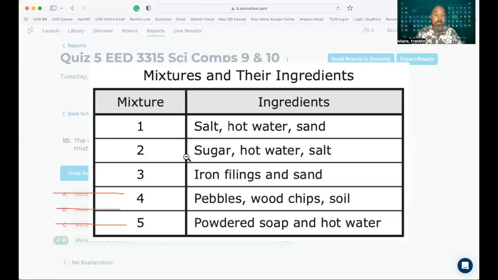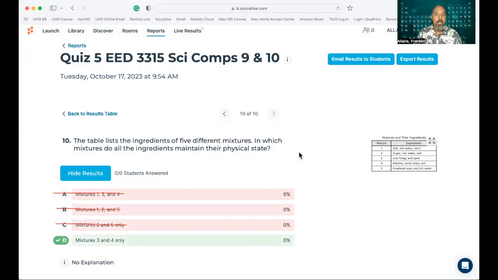Because out of all of these mixtures, when I mix the iron filings and the sand together, they are both solids, they will stay solids. When I mix the pebbles, the wood chips, and the soil together, even though everything's going to be all mixed up, all of them are solids, all of them will stay solids. So mixtures 3 and 4 maintain their current physical states.